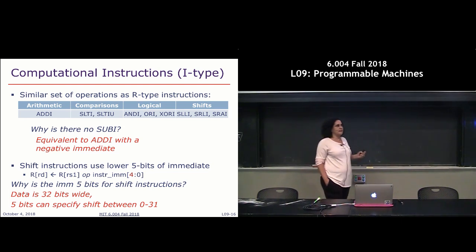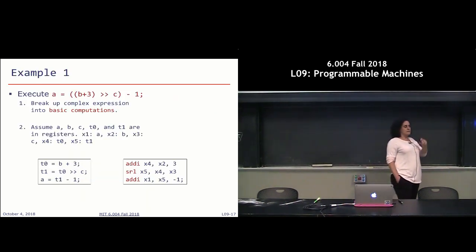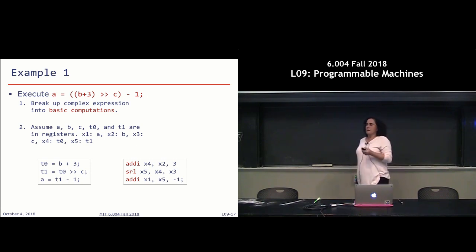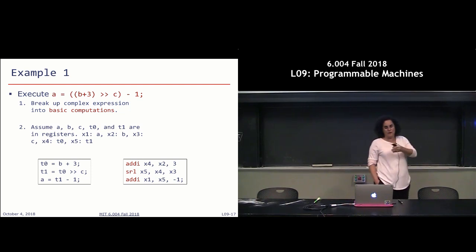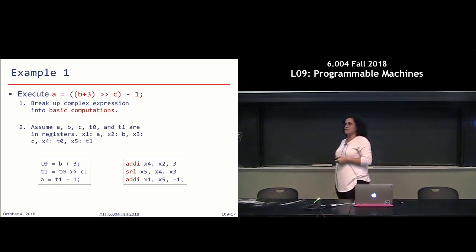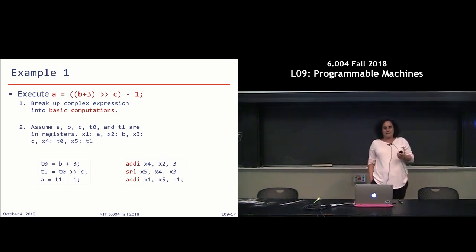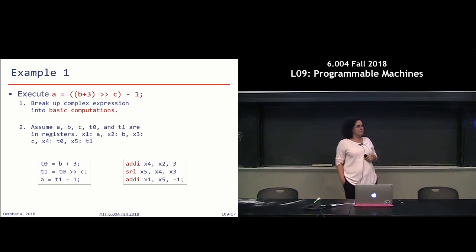All right, so let's take this example now and see if we can implement this using RISC-V instructions. I've got this C expression, which is telling me to do an addition, right shift, and subtract. Now, we don't have some crazy complicated instruction that's going to do the add, the shift, and the subtract all in one, right? So what I need to do is first split this into basic instructions. If I have an expression like this, I'm going to think of it as 3 different steps. The first is I'm going to take B and add 3 to it and store the result into some temporary register.